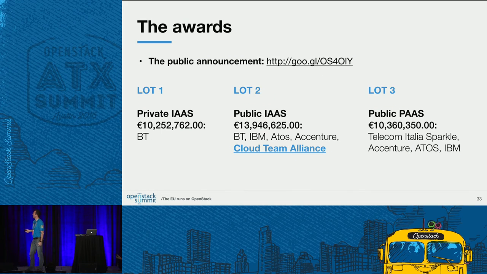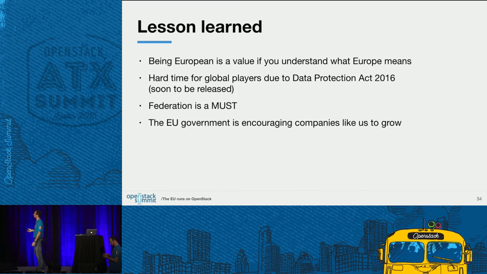So this was the award. On lot one, BT, one single winner, 10 million euros for private IaaS. On lot two, public IaaS, BT, or again, IBM with SoftLayer, Atos, Accenture with Microsoft, and the Cloud Team Alliance. Okay? This was very important. Look how big they are and how small are we. So we did it against any odds. And lot three was won by Telecom Italia Sparkle with Amazon, Accenture again with Microsoft, Atos, and IBM with SoftLayer.